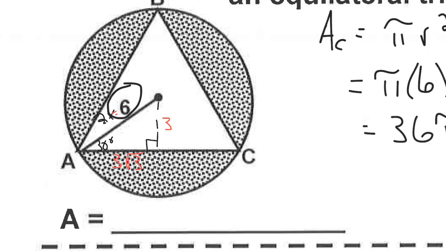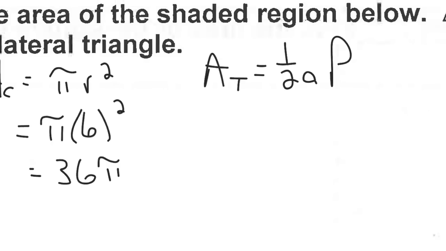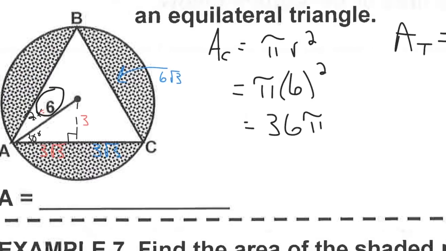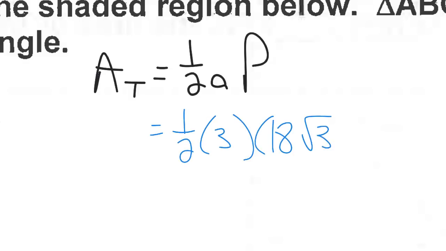It may be tough to see that. Sorry about that. Change colors, which means this is 3 square roots of 3. Let me draw an arrow. So each side would be 6 square roots of 3. So we need the perimeter. 3 times 6. So I really have 1/2 of my apothem, 3, times my perimeter, 18 square roots of 3. I ended up with 27 square roots of 3.